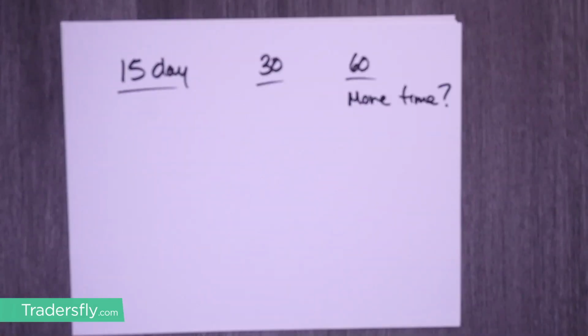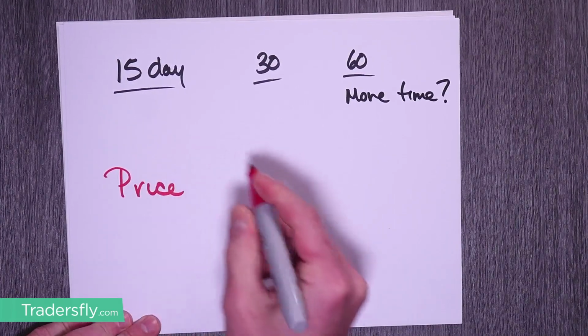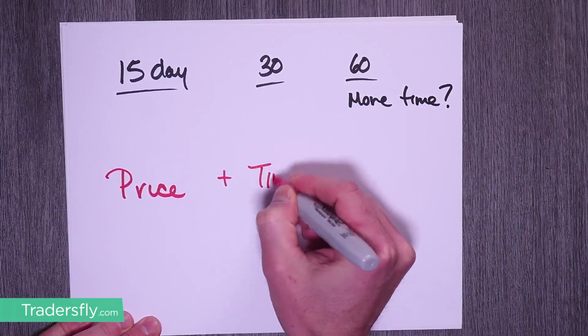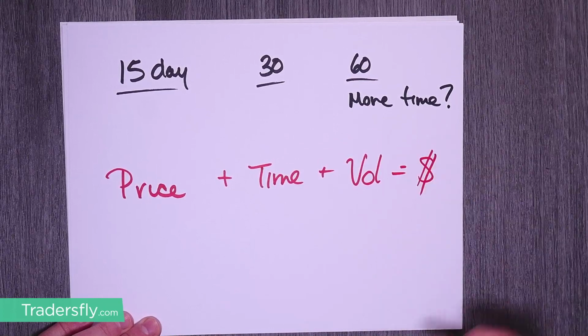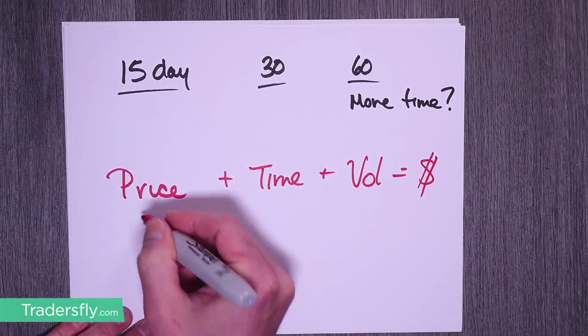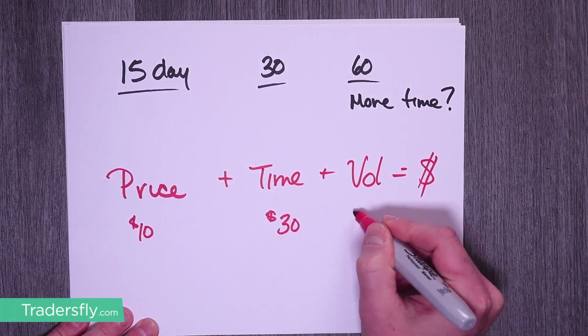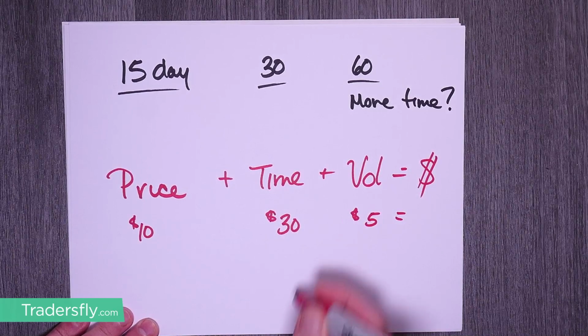Remember, when it comes to options, you make money from a couple of things. You make money from price: is the price going up or down, depending on your spread? Then you make money from time, and you make money from volatility. This is kind of the value of your option. Together, you might make, let's say, $10 from price, $30 from time, and $5 from volatility. So ultimately, where are you making the most money?